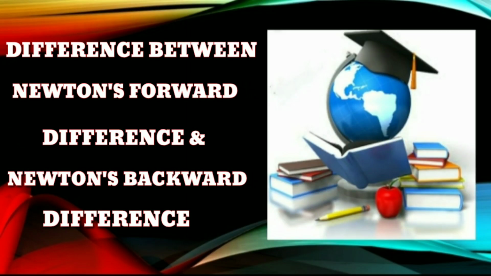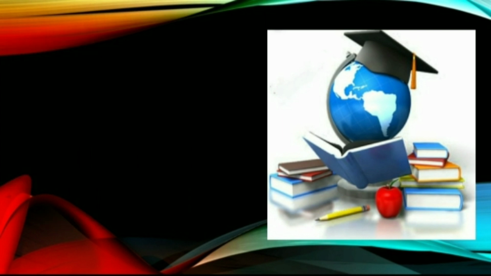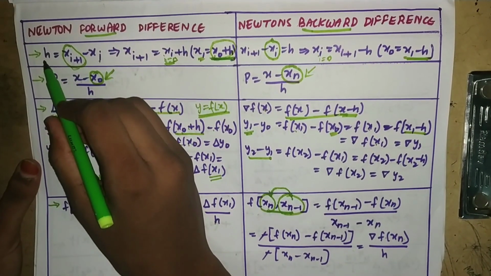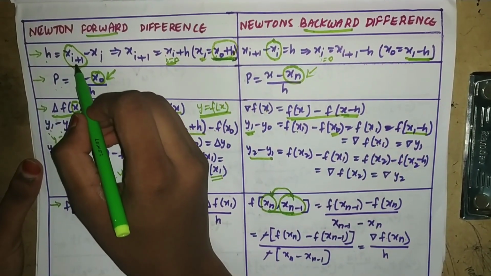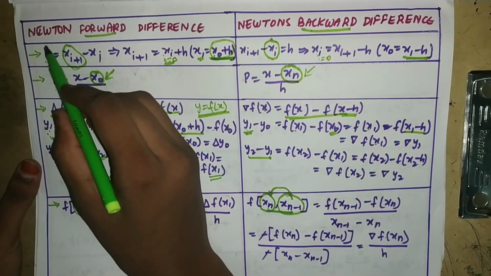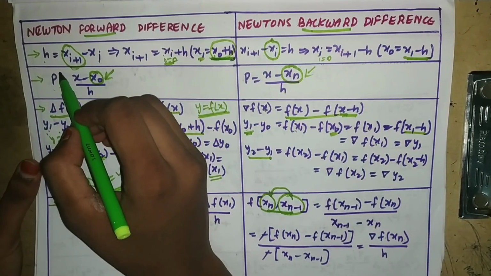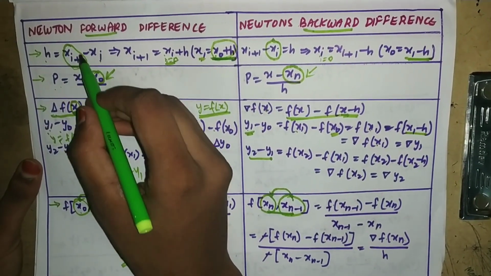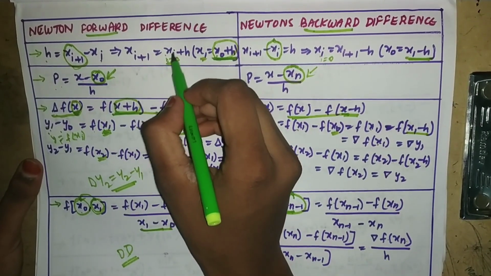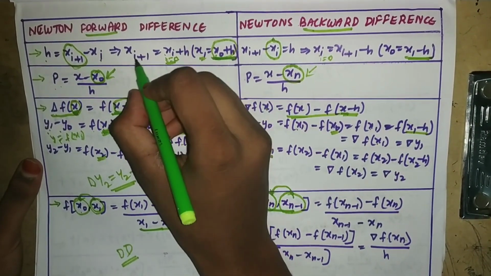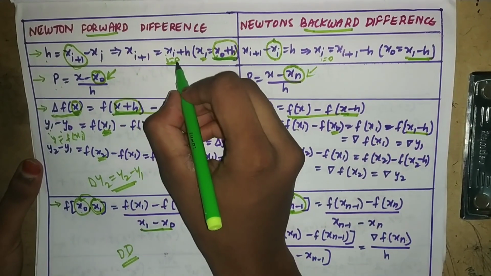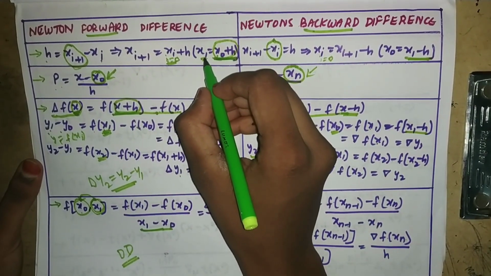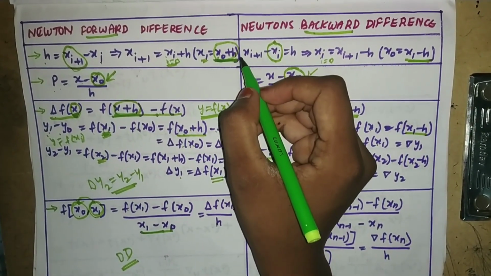Hello everyone, today we are going to learn about the basic difference between Newton's forward difference and backward difference. In Newton's forward difference, h is equal to xi plus 1 minus xi. h is nothing but the equal interval of x. If we take xi plus 1 as the subject, then xi plus h equals xi plus 1. If you substitute i equals 0, then x1 is equal to x0 plus h.